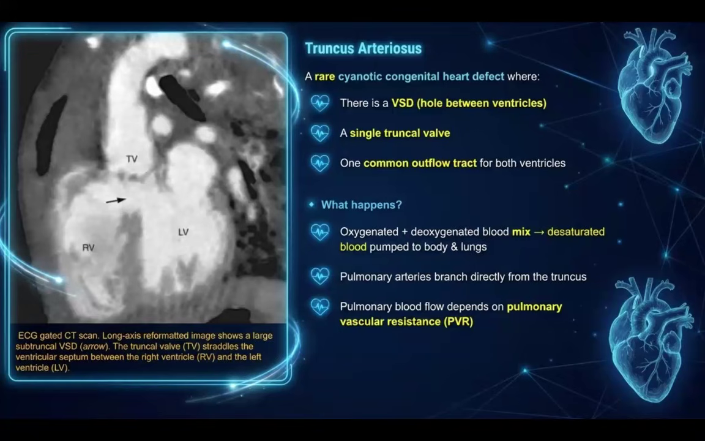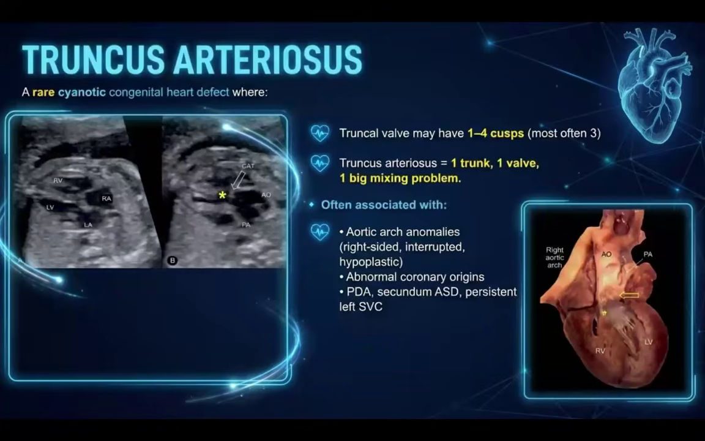Truncus is pretty rare. There is a VSD, which we can see. There is a single truncal valve, and there is one common outflow tract for both ventricles. How is this trunk receiving blood? It is receiving blood from the ventricles through the VSD, and it's entering through that one truncal valve. So that allows the mixing of blood. The pulmonary arteries branch directly from the truncus. There are different types, so it may not always branch from the bottom, which we'll talk about.